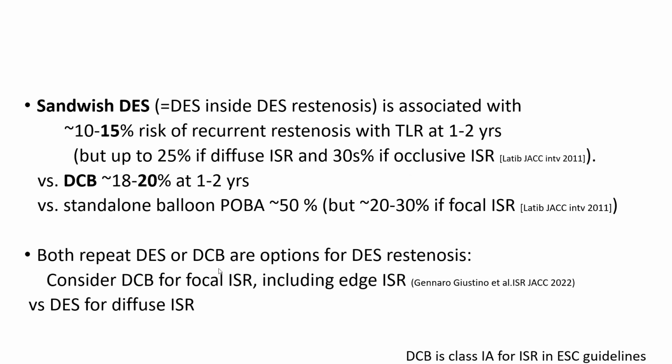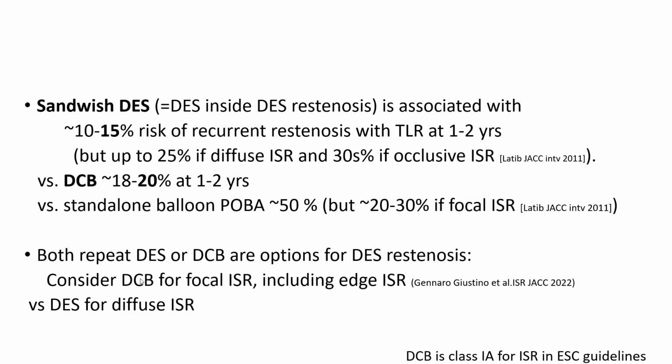Both repeat DES or DCB are options for DES restenosis. In the more aggressive DES restenosis, that is diffuse or occlusive, you probably should consider another DES placement. If you have focal in-stent restenosis, consider DCB, since it has very good outcomes, not as good as repeat DES, but quite good. And again, you avoid placing another layer.